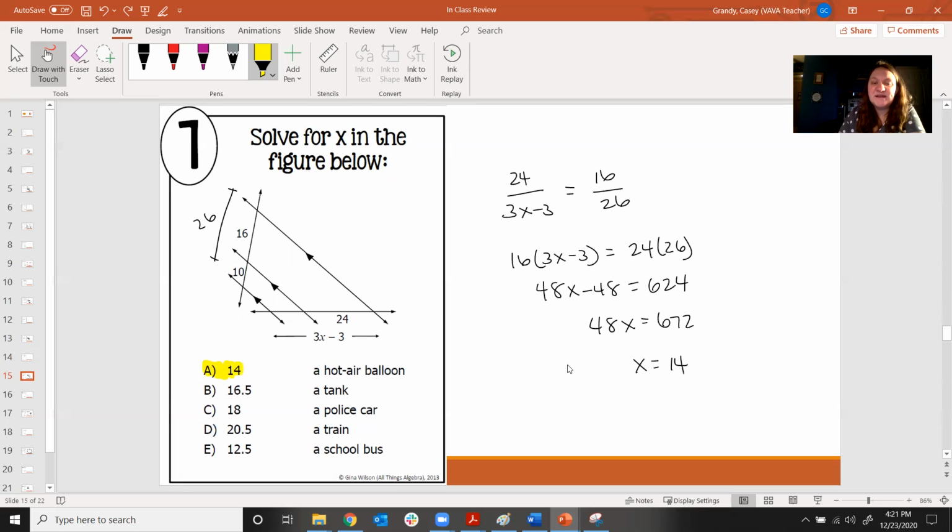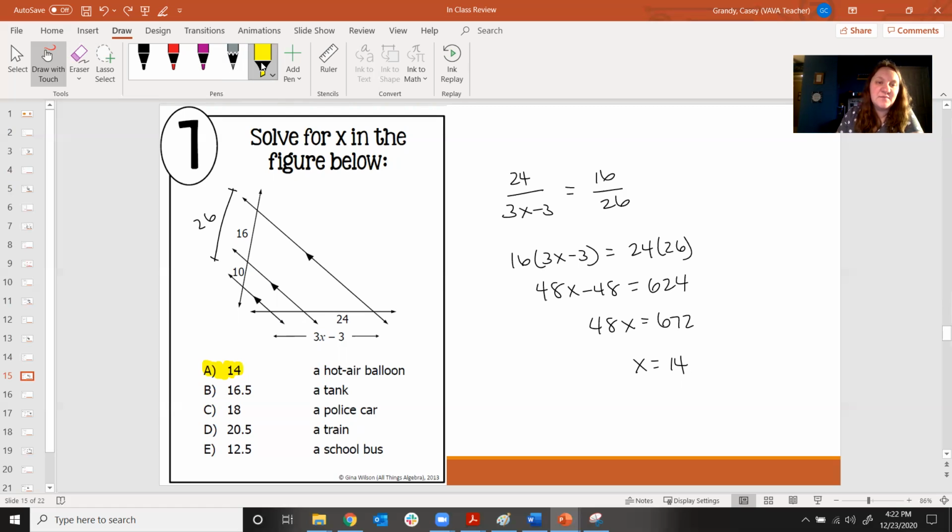So this one had to be slightly different because I didn't know this whole length here. I decided to say, all right, this piece 24 is going to correspond to the whole length, which means this piece 16 is going to correspond to this entire length, which is 26. There is a different way to do this. You could have written an expression for this piece and said that this was 3x minus 27 and solved that way. And that's okay if you did, because we still get 14.